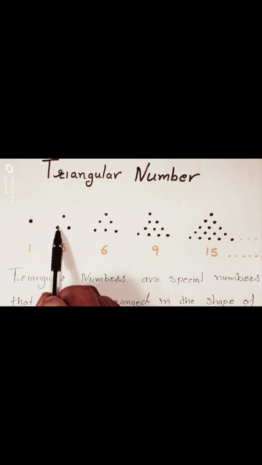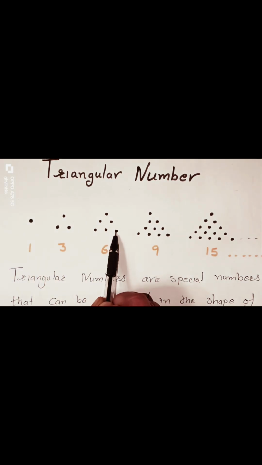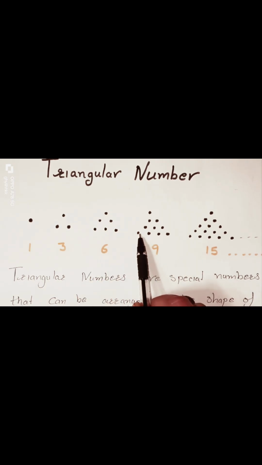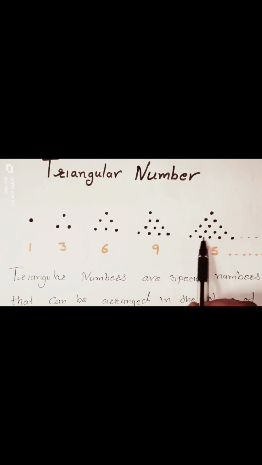Next, in the first row I will take two dots and in the second row one. Next, three dots in the first row, two dots in the second row, and one dot in the third row. Next, continue like this, four dots in the first row. Now the second row has three dots, the third row two dots, and the last row one dot, and continue like this.